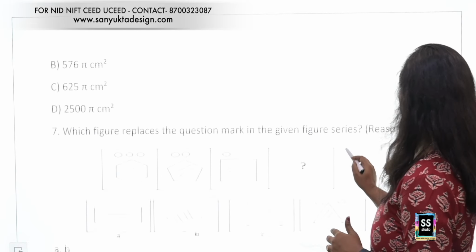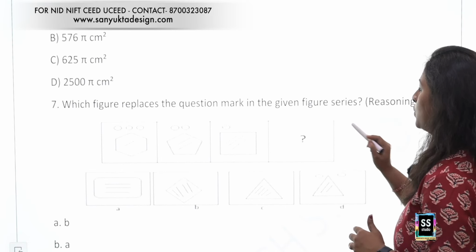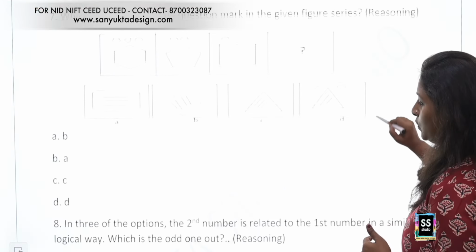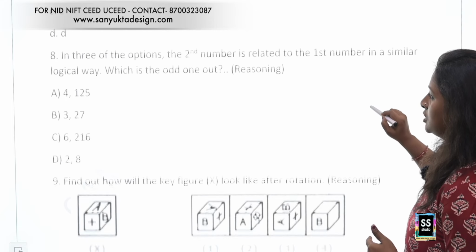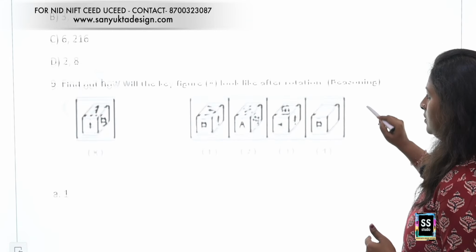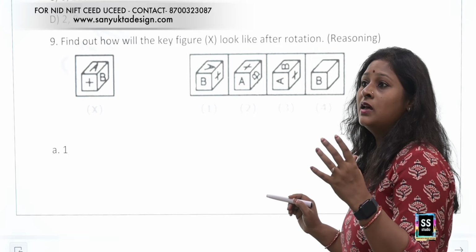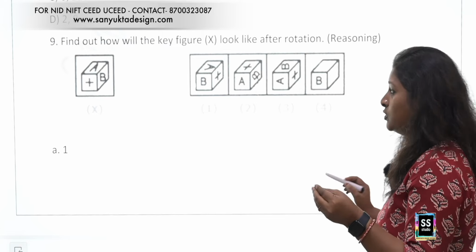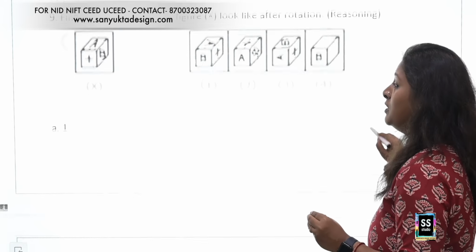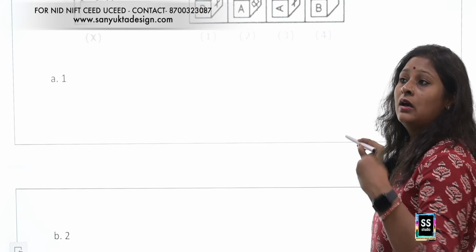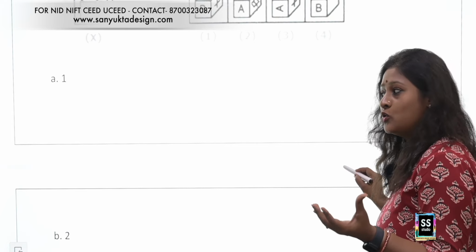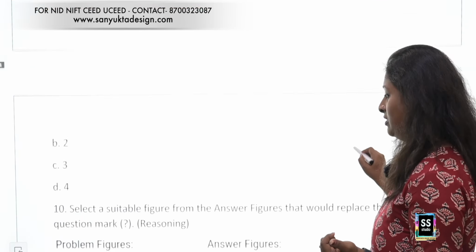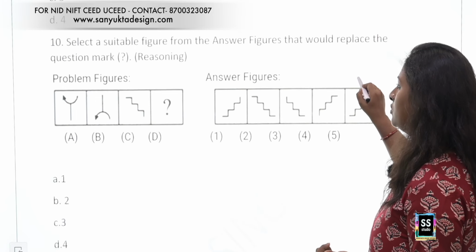This question belongs to reasoning. Which figure replaces the question mark in the given figure series? So I have mentioned each and every category of the question here. You can see again this question is based on reasoning. Most of the questions, like 6 to 7 questions out of the 30 questions, or 28 to 25 questions, will be based on reasoning. There will be 3 to 4 questions based on English. There will be 3 to 4 questions based on your GK, and again 4 to 5 questions based on your design awareness. This is question number 10, again based on reasoning.